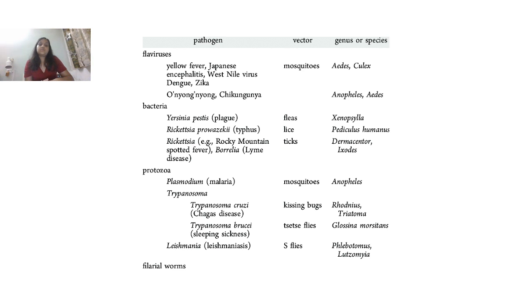Then there is Trypanosoma brucei, which causes sleeping sickness. There are tsetse flies which carry this protozoa, and the genus includes Glossina morsitans. Then, apart from that, there is Leishmania, which causes leishmaniasis. It is carried by sand flies, and the genus includes Phlebotomus. And also there are filarial worms. So these are the different kinds of pathogens which are carried by different kinds of vectors and cause different kinds of diseases.